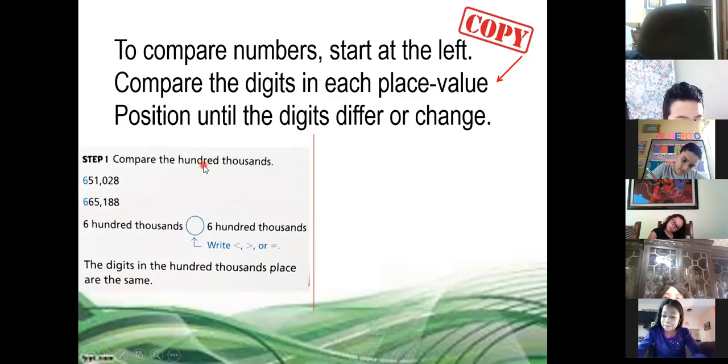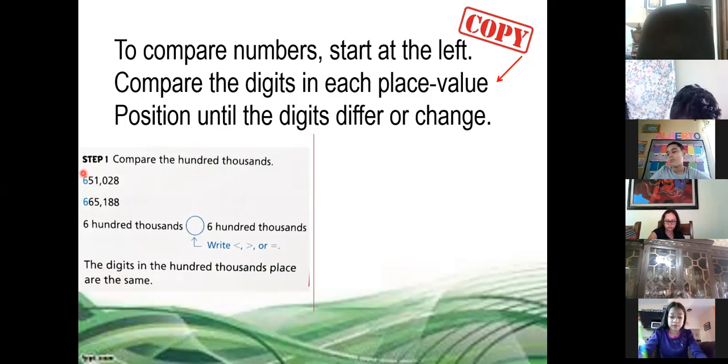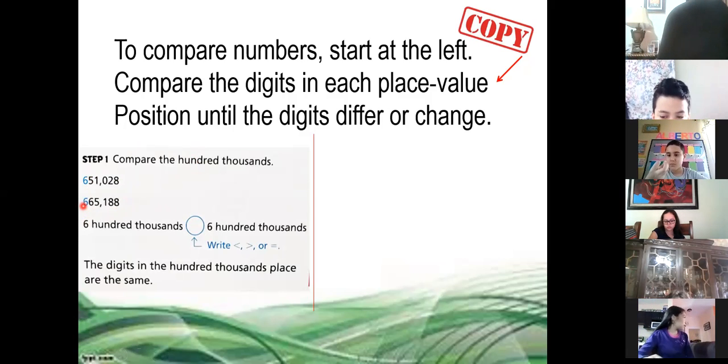It is the 100,000. The 6, according to the place value chart. Okay, Camila, it's located in the 100,000. So we're going to compare number 6, that is the first number on the left, with number 6, that is the first number on the left, that both are in the 100,000. So that's step number 1, and we compare 600,000 with 600,000. Are they equal, less, or greater?